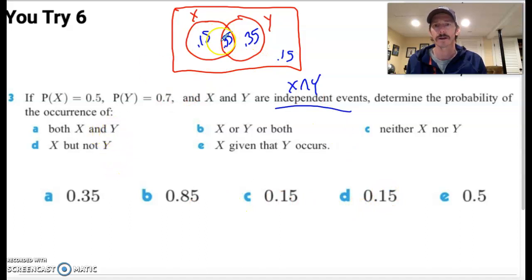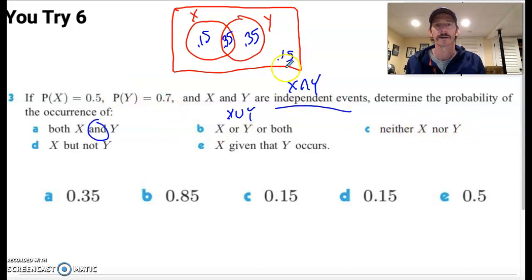Both X and Y is this overlap. You get that because "and" means multiply. They're independent, I don't have to worry about conditions. So you multiply those. X or Y or both, that's basically asking you the union of those two things right there, which means I can add this to this, but I have to take away their intersection, which I just found. So if you add those and then take away the intersection, you'd get 0.85. If you forgot to take away that intersection, you'd have more than one. You can't have a probability more than one, so you know you had a problem.